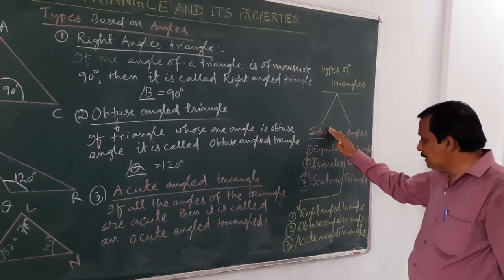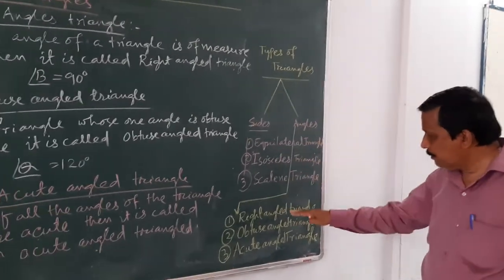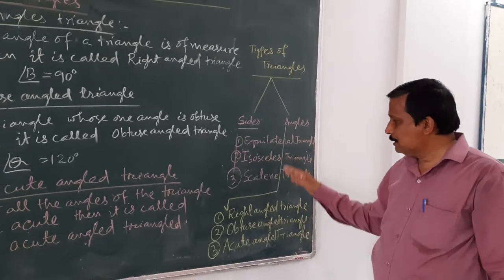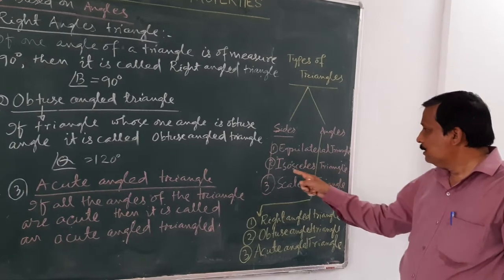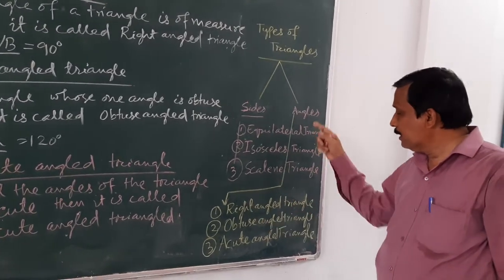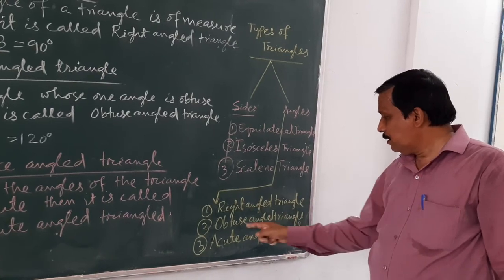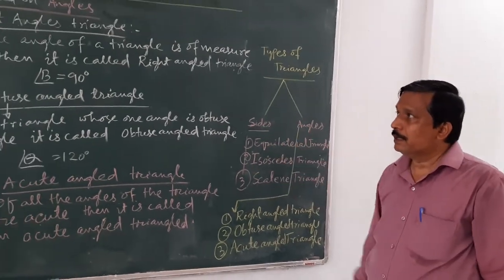Okay, so this is about the different types of triangles. According to sides, it is of 3 types. According to angles, it is of 3 types. Total 6 types. According to sides: equilateral triangle, isosceles triangle, and scalene triangle. Similarly, according to angles: right angle triangle, obtuse angle triangle, and acute angle triangle. So this is all about the types of triangles.